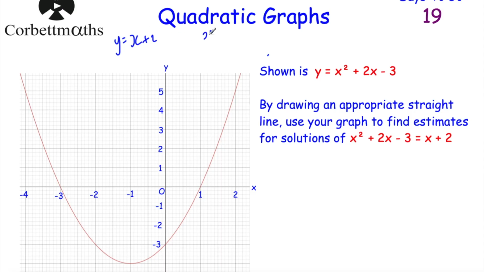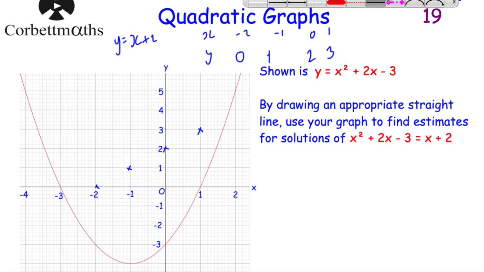Okay, so to draw this graph, I'm going to do an xy table, so x and y, and I'm going to choose values of x: minus 2, minus 1, 0, 1. So to get the y value, we're going to add 2 to all these values. So minus 2 plus 2 is 0, minus 1 plus 2 is 1, 0 plus 2 is 2, and 1 plus 2 is 3. So let's plot these points: negative 2, 0; negative 1, 1; 0, 2; and 1, 3. So we've got our points. Now we just need to draw a nice straight line through them.